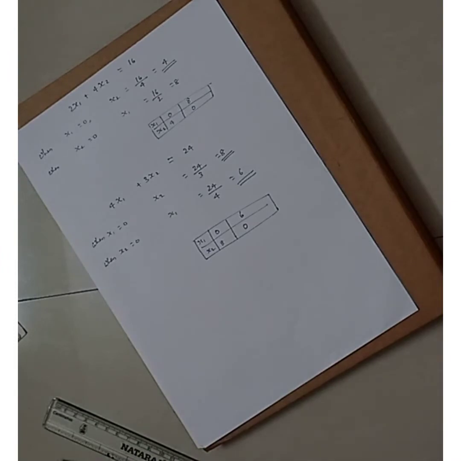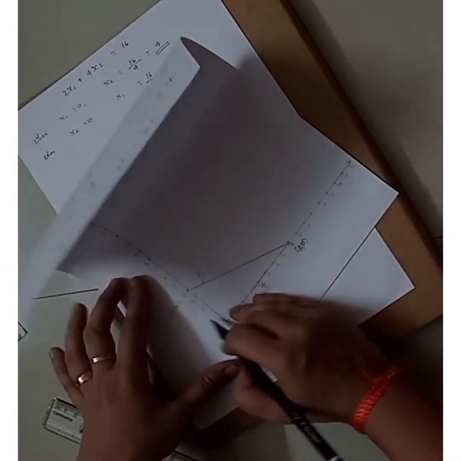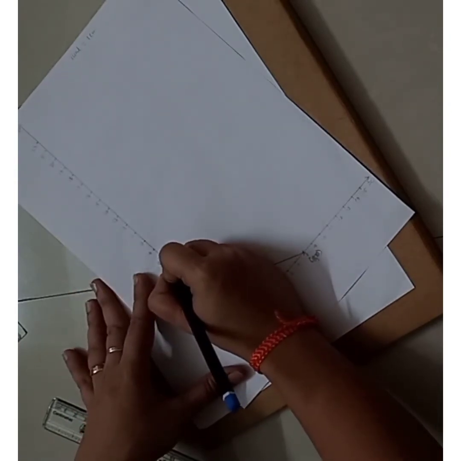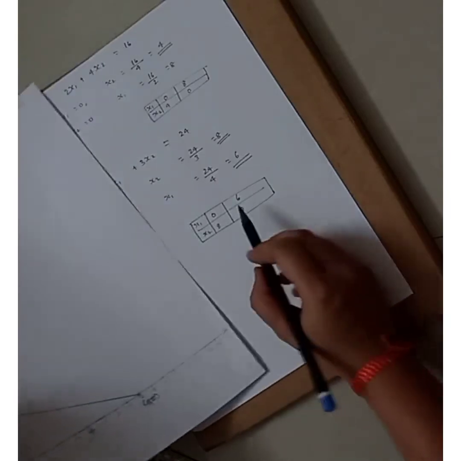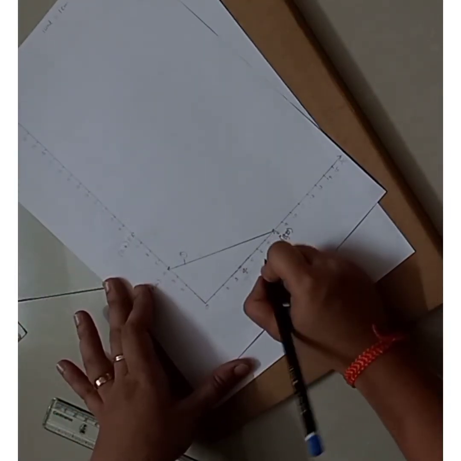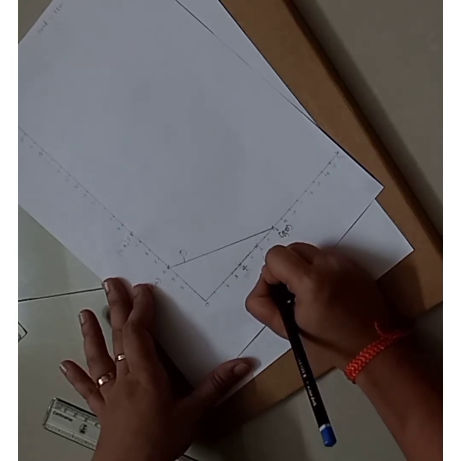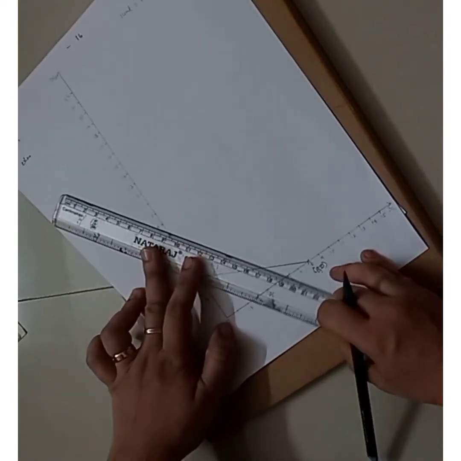Now I'll plot these two points in the graph. That is (0, 8), where x1 is equal to 0 and x2 is 8. This is a point. The next point is (6, 0). So I have two points. Now I'll join these two in order to get my second constraint.